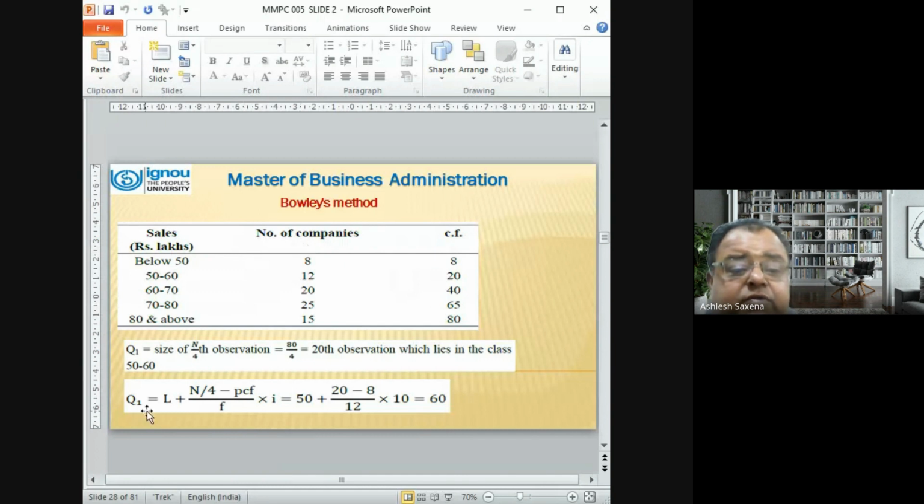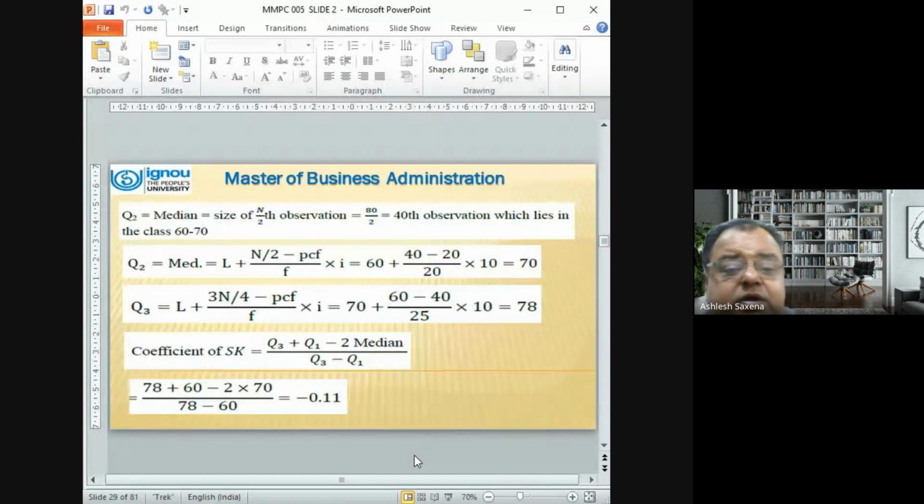Now, we have to find Q1, that is N divided by 4. 80 divided by 4 is 20. 20 comes into this class. So here L will be 50, N by 4 will be 20, PCF will be 8, and the frequency of the median class will be 12. And the class width is 10. All these values are written over here. We get Q1 as 60.